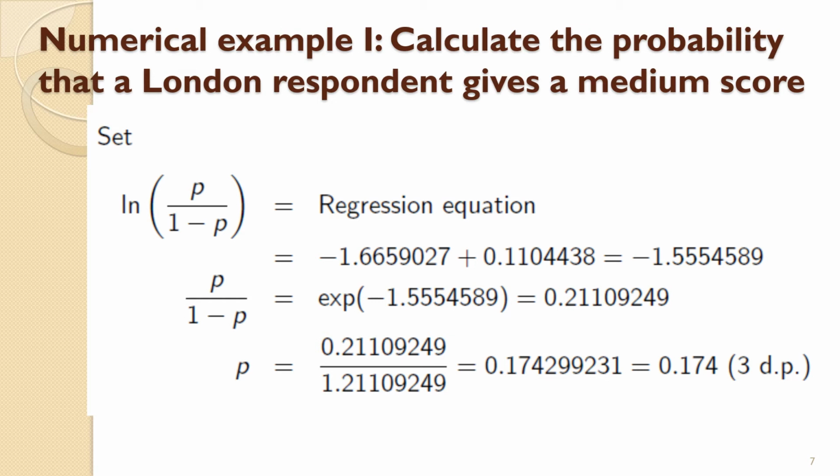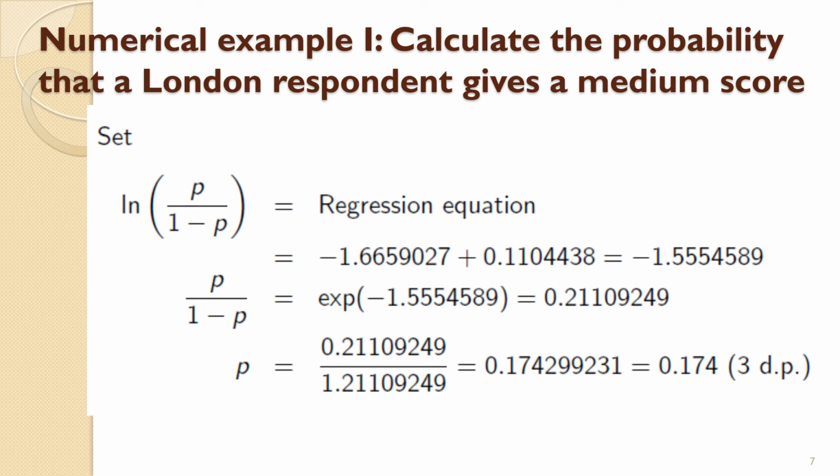So once we've done this, what we have is that the log of the probability of a 1 minus a probability is equal to minus 1.5554589. Take the exponential of both sides, so the odds ratio, the probability over 1 minus the probability, is then equal to 0.211099249, i.e. just the exponential of the regression equation.